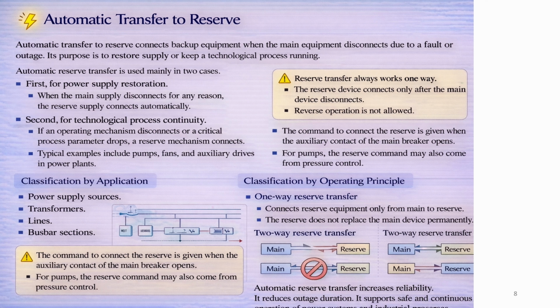Two-way reserve transfer allows switching between main and reserve devices. Only one device operates at a time. The other remains in reserve. This method is common between 2 main devices of equal importance. It ensures that one device always remains available. Automatic reserve transfer increases reliability. It reduces outage duration. It supports safe and continuous operation of the power system and the industrial process.